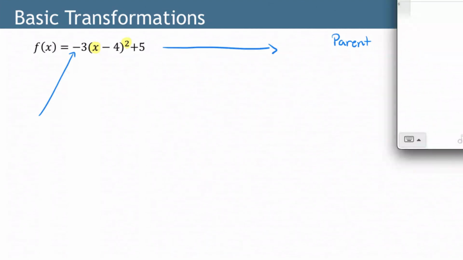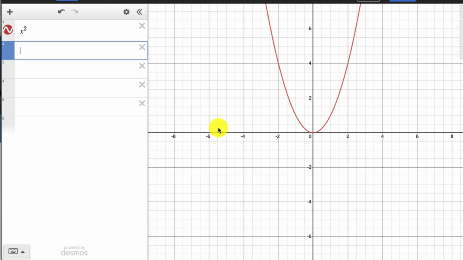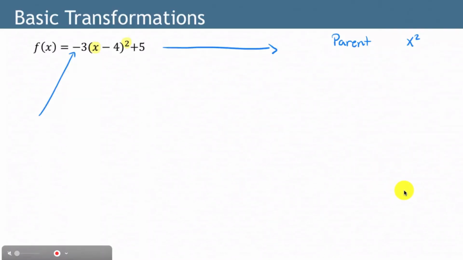If I go over to Desmos, I have x squared graphed here, and that's a parabola, a U shape. Hopefully you remember that. If not, that's in the next units, or the end of the linear and quadratic stuff. But whatever this graph looks like, it's going to look similar to this. All right, now let's go back to breaking it down.